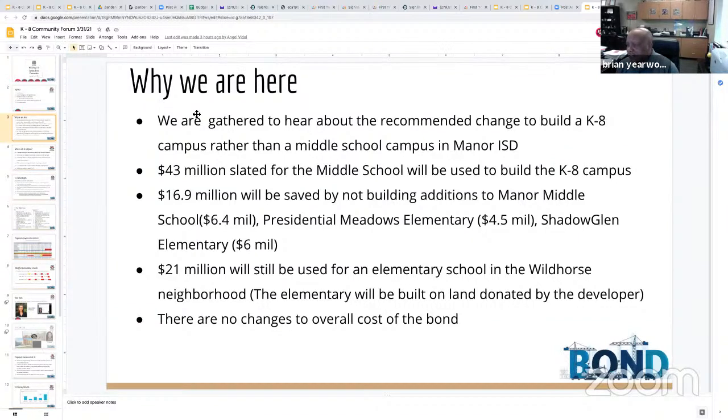In addition to that, there's also $21 million in the bond that's slated for an elementary school in the Wild Horse neighborhood area. Again, this is a recommendation. Nothing has been fully decided. And of course, the elementary will be built on land donated by a developer. The bottom line is this: there will be no changes to the overall cost of the bond. Everything that we're talking about here is already in the bond, so there's nothing that will be added in.